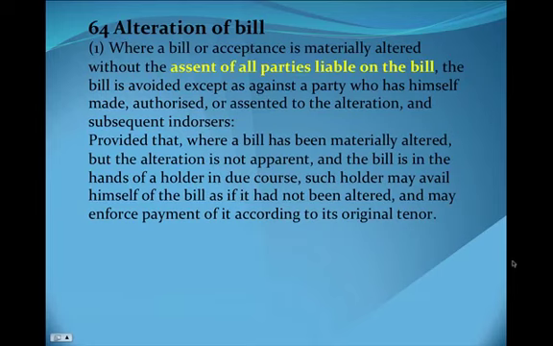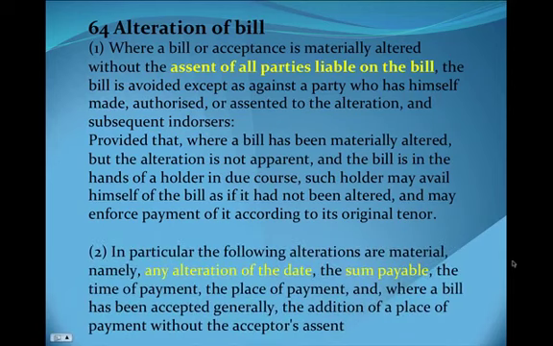The bill is avoided except as against a party who has himself made, authorised or assented to the alteration and subsequent endorsers, provided that where a bill has been materially altered, but the alteration is not apparent, and the bill is in the hands of a holder in due course, such holder may avail himself of the bill as if it had not been altered, and may enforce payment of it according to its original tenor. In particular, the following alterations are material, namely, any alteration of the date, the sum payable, time of payment, place of payment, where a bill has been accepted generally, the addition of a place of payment without the acceptor's assent.